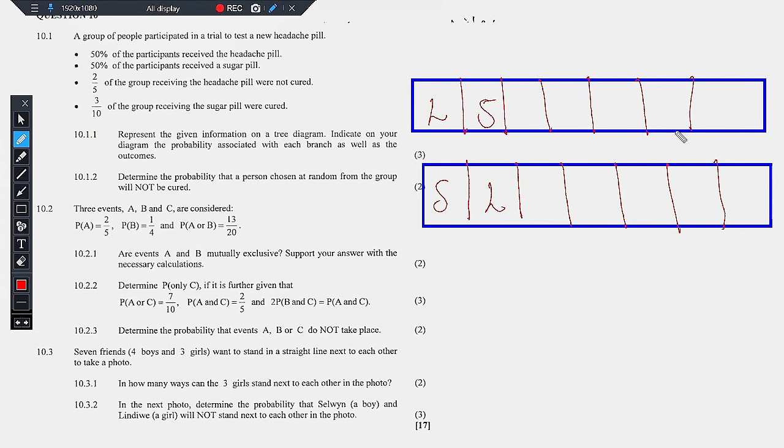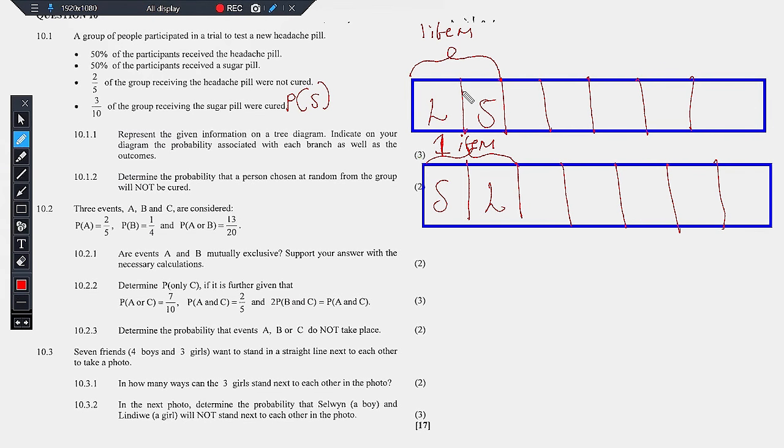And then here, this is where we get to place the other learners randomly. If we are saying we want to take this as one item, because whatever we do, we must always have Lindiwe and Selwyn being together as a unit. Remember, we are still approaching it the same way. We are looking for the probability that they will stand next to each other. Then we have to subtract it.